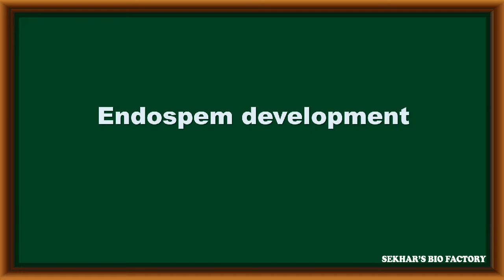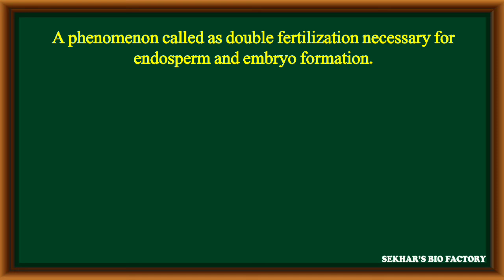In this video, I am going to explain endosperm development along with various important characters related to endosperm. A phenomenon called double fertilization is necessary for the formation of endosperm and embryo during sexual reproduction in plants.